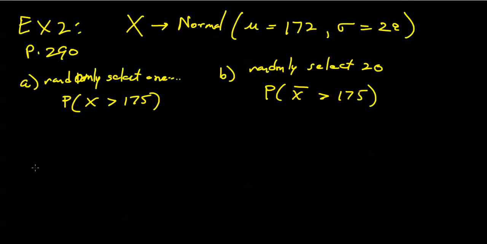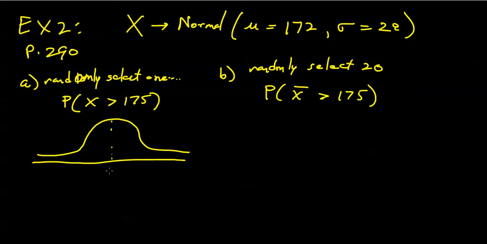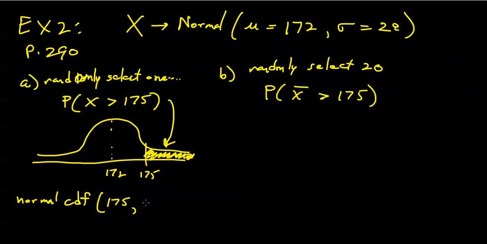Alright, in situation A, basically you've got a normal distribution that peaks at the mean of 172. Certainly 175 is somewhere above this, and I want the area under that distribution above 175. This is the probability we seek. So of course I'll get there with the normal CDF command. The lower limit is 175. The upper limit theoretically is infinity. So I'll plug in 6 nines as my approximation for infinity.